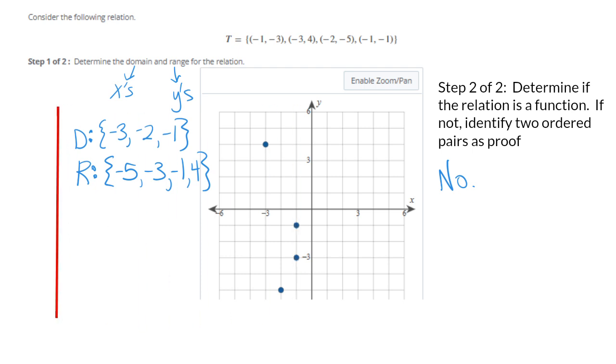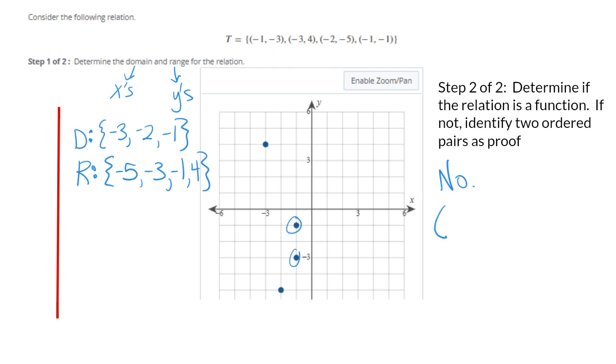And so it would not work. I'll use that vertical line test on other types of graphs, probably more so than here, because I had the points to look at. All right, the other part of this says if you say no, you have to prove it by telling me what points are creating the problem. And they're those same 2 points we just talked about.